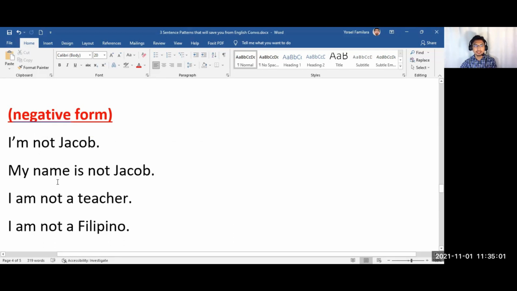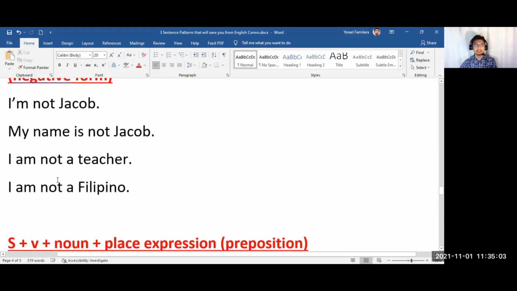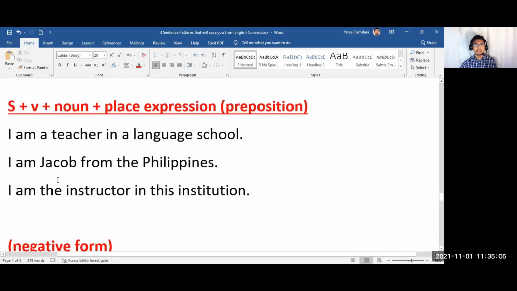I am not a teacher. I am not a Filipino. Okay. Nakakatuwa because what we learned about adjective variation, we can also apply it here. Pwede rin tayong magdagdag ng expression of place using or prompted by a preposition.